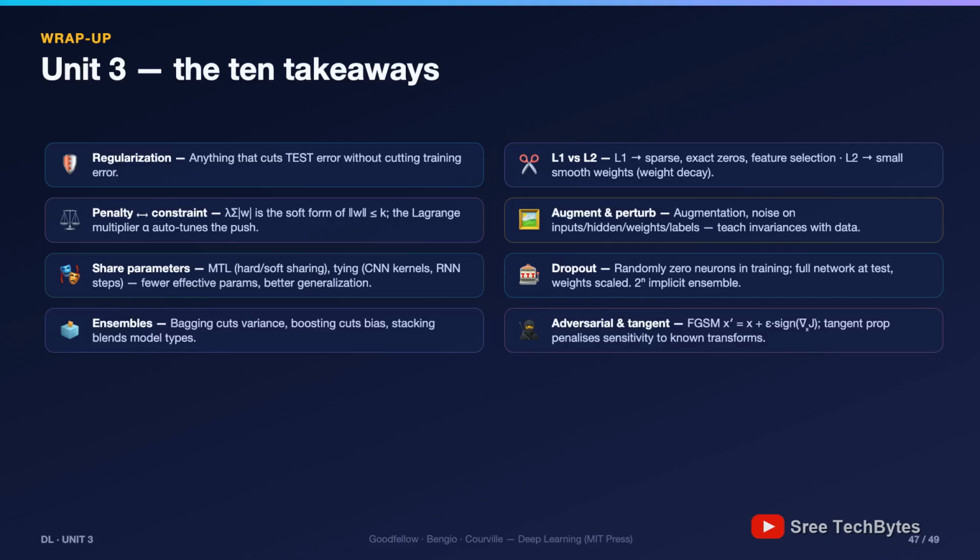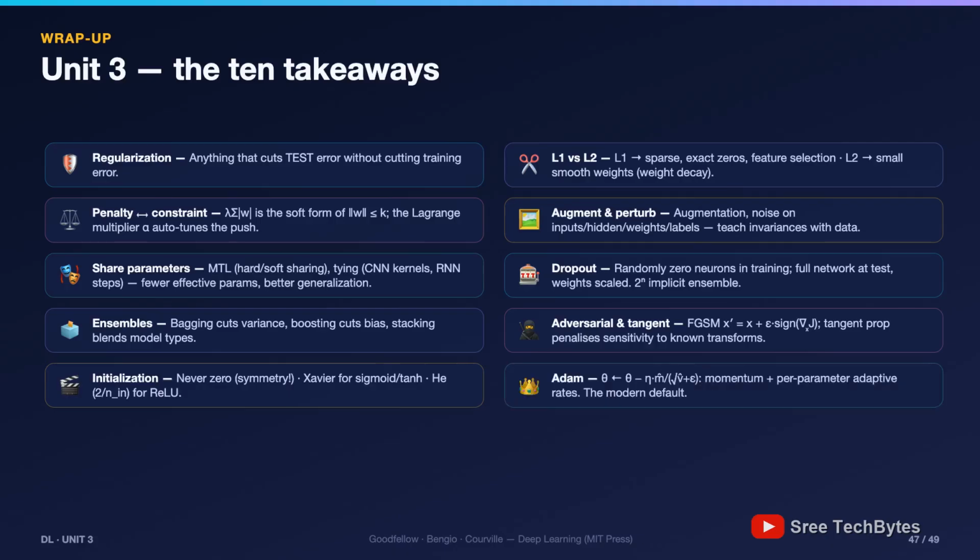Initialization: never zero, Xavier for sigmoid and tanh, He for ReLU. And Adam: momentum plus per-parameter adaptive rates, the modern default. 10 cards. The densest unit of the course, and you now hold the full toolbox.